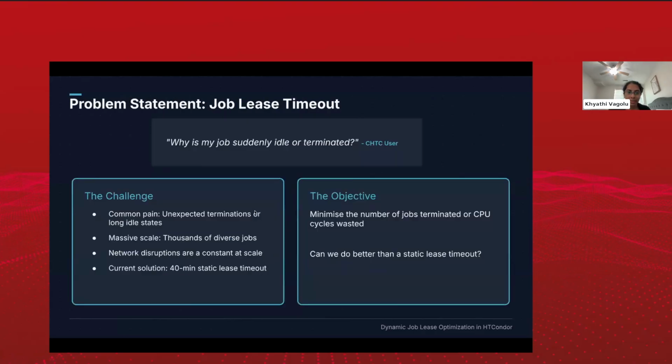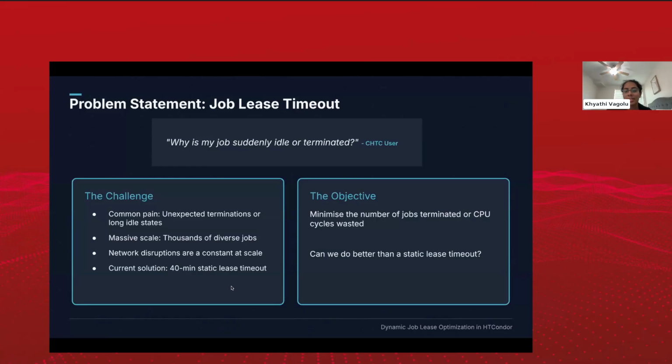So, with that in mind, the problem that we're looking at is what happens when your job gets terminated all of a sudden. If you're a CHTC user, you must have experienced this because it is pretty common for a network disconnection to happen. Because of the scale of the problem, thousands of jobs are scheduled every day, and there could be many issues due to which the job disconnection might happen. Although we cannot control that, what we can control is how HTCondor would handle it behind the scenes. And our current solution is the 40-minute static timeout that we have.